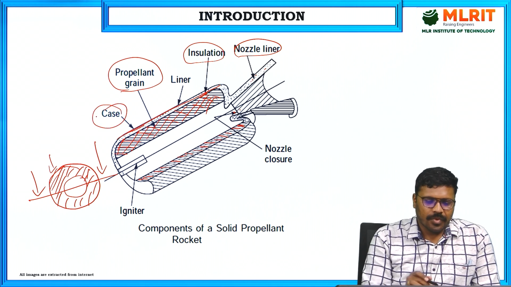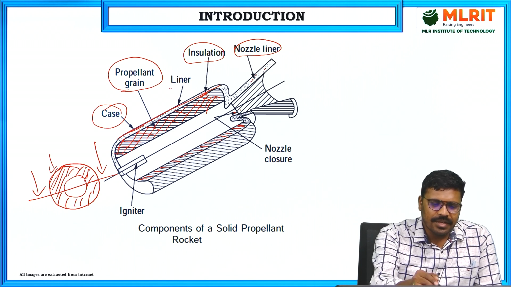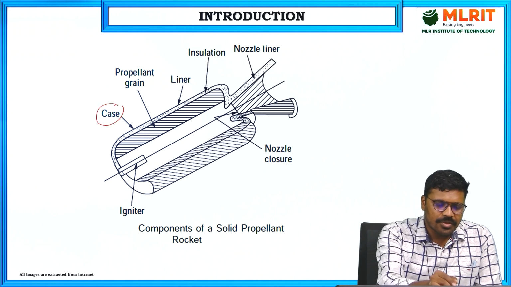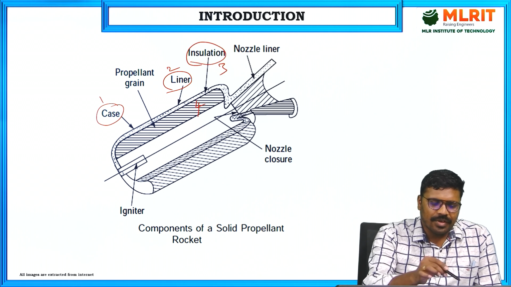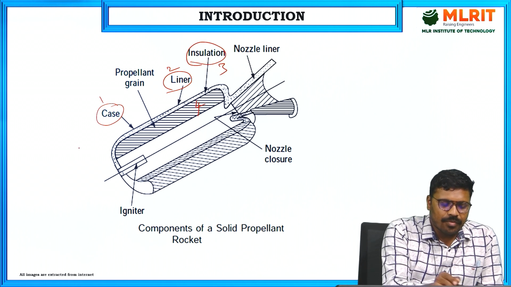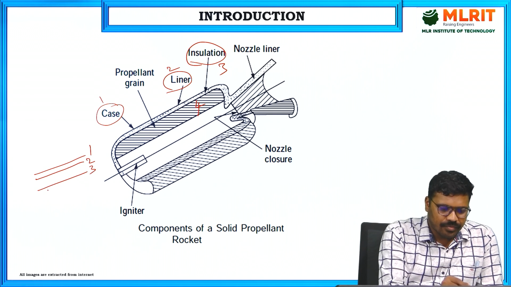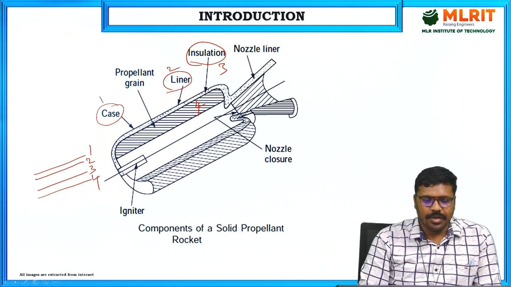Next there is a layer between the case and insulation, that is the liner. So the first one, the outer portion, is the case, the next one is the liner. After that you have insulation, then the fourth one is the propellant grain. So if you take the motor case like this, the first layer is the motor case, the second layer is the liner, the third layer is the insulation, and here you can see this is the propellant grain.